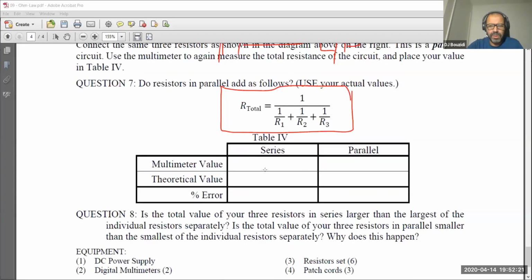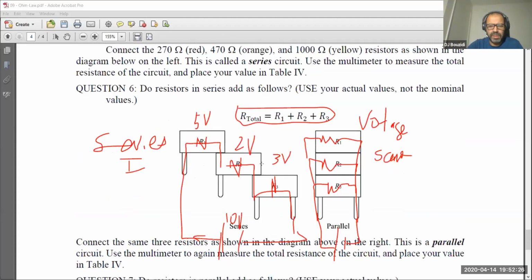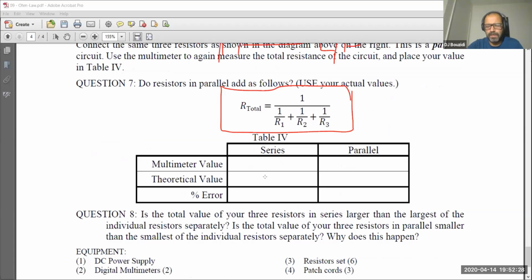So you come back to your lab. Let me go back into the lab. And here is the table. Now the series, first of all, I have the values. This is what the series is giving me, and this is what the theoretical is giving me. If I add the three, R1 plus R2 plus R3, this is where I put the theoretical. This is what the multimeter is giving me. It's the first number, the number that is in series. That's how much it's giving me.